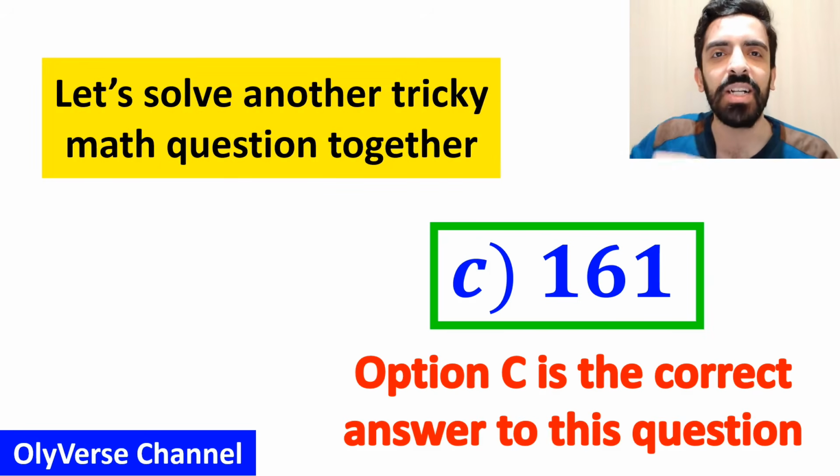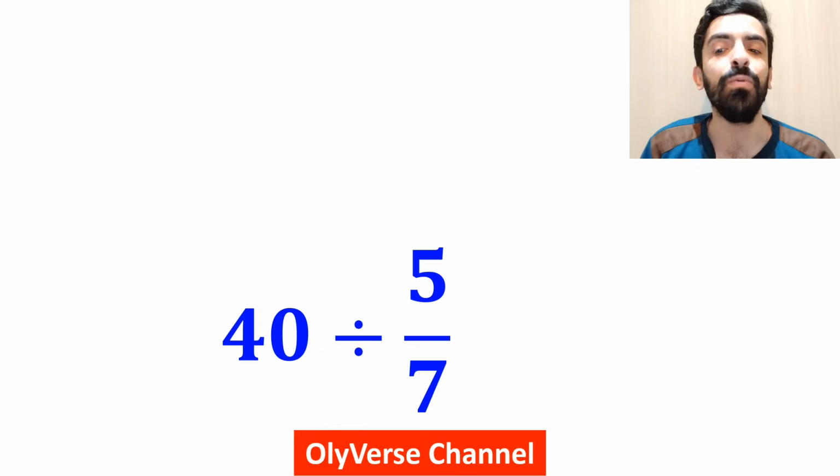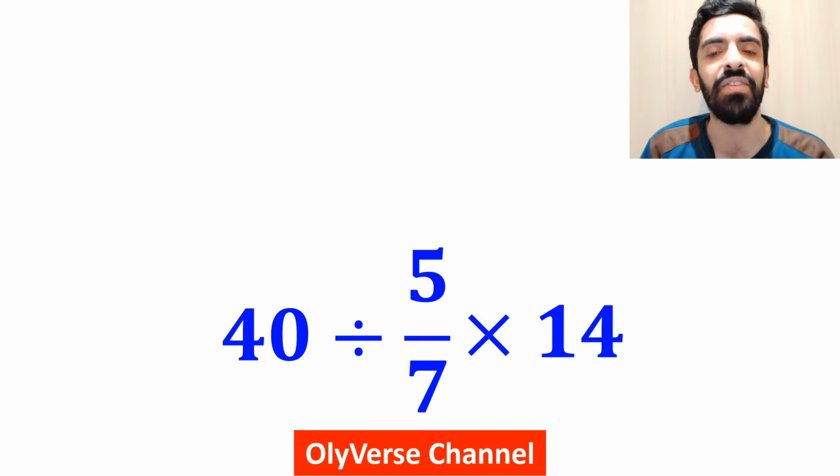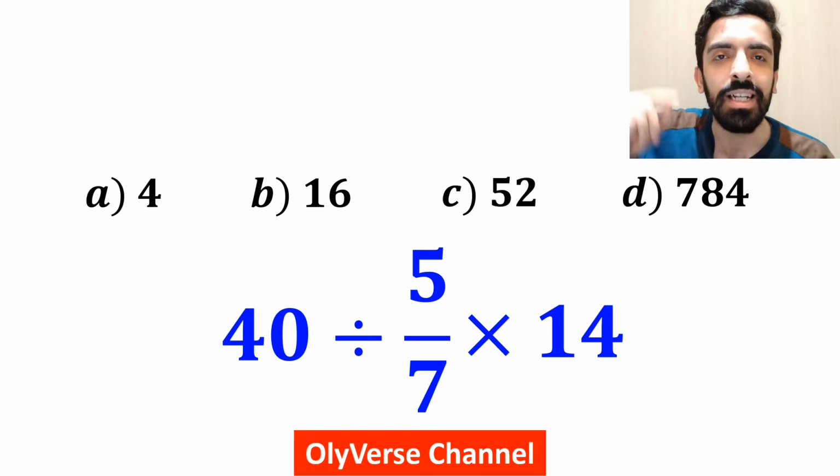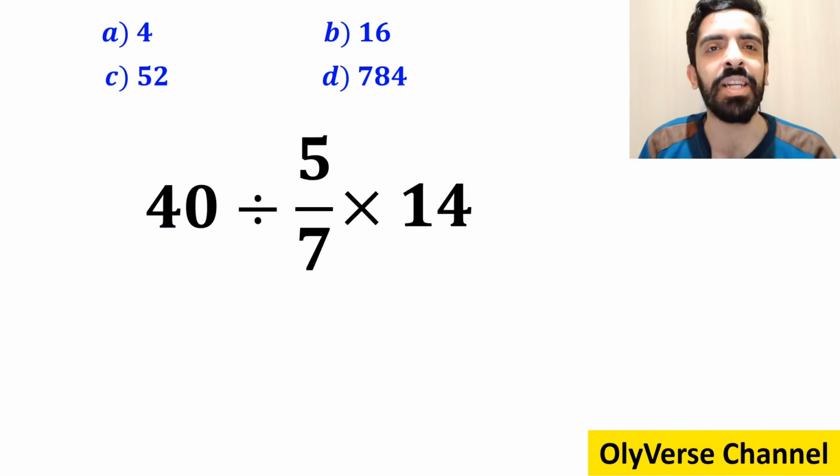Alright, now let's solve another tricky math question together. What is the value of the expression 40 divided by 5 over 7 multiplied by 14? Which option do you think is the correct answer to this question? Let's take a closer look and solve it together.